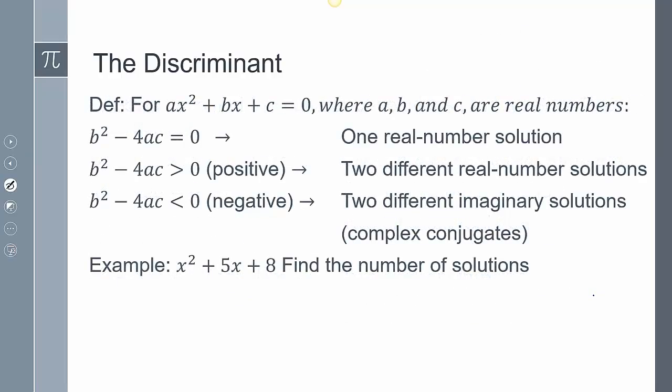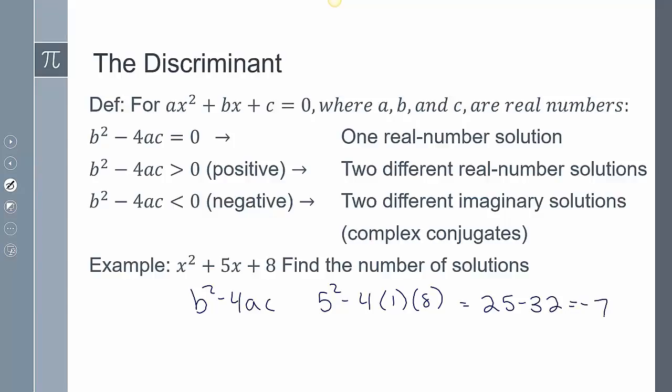So let's try one of them. x squared plus 5x plus 8. I do b squared minus 4ac. So that's going to be 5 squared minus 4 times a times c. And that's going to give me 25 minus 32, which is the same as negative 7.